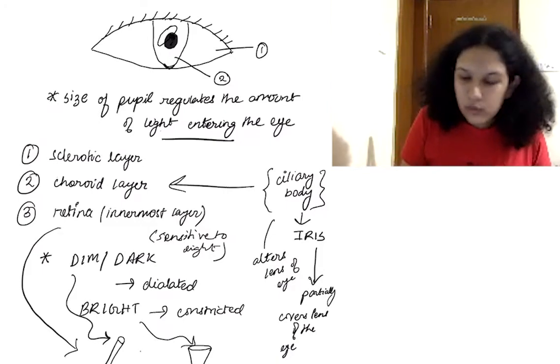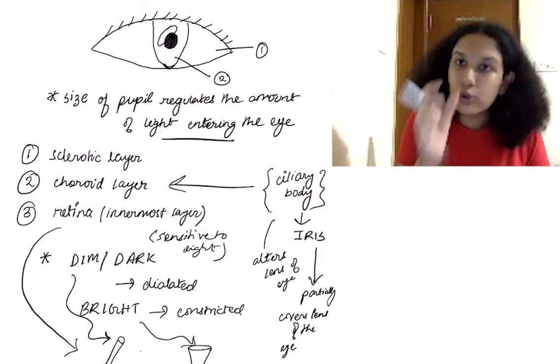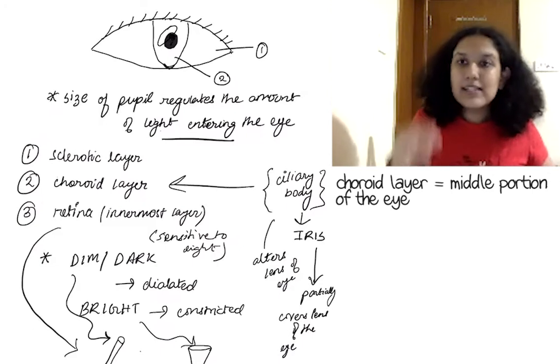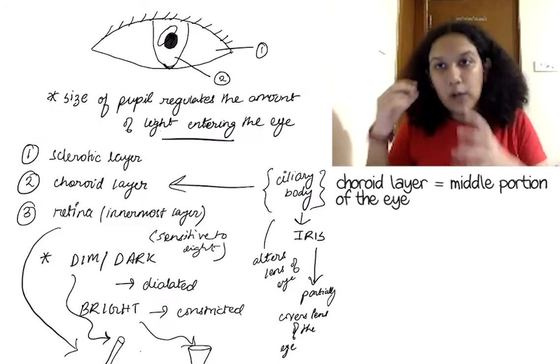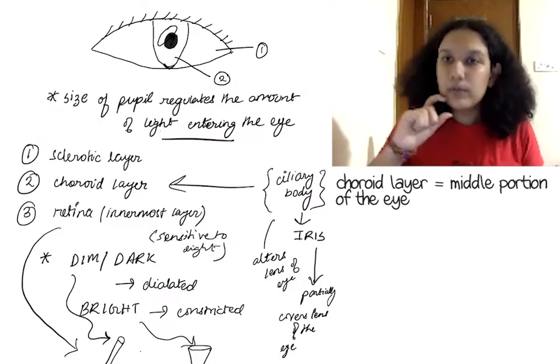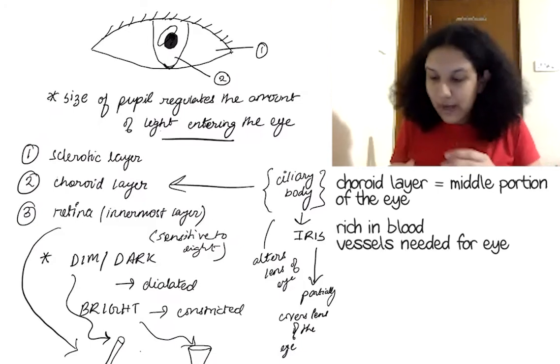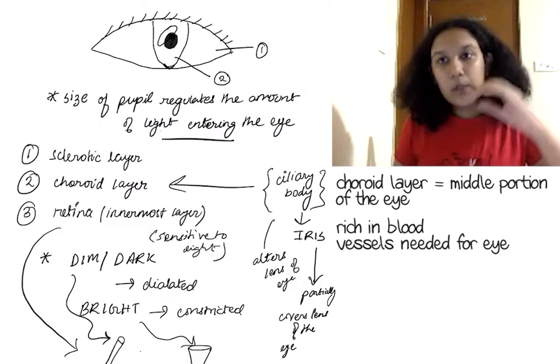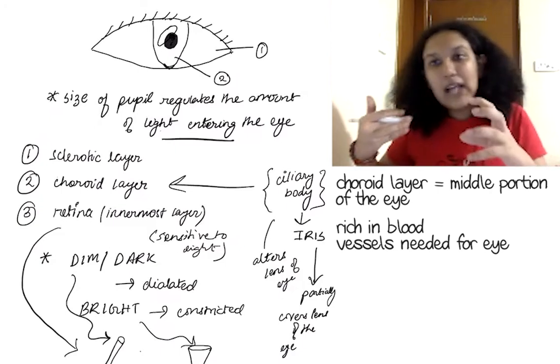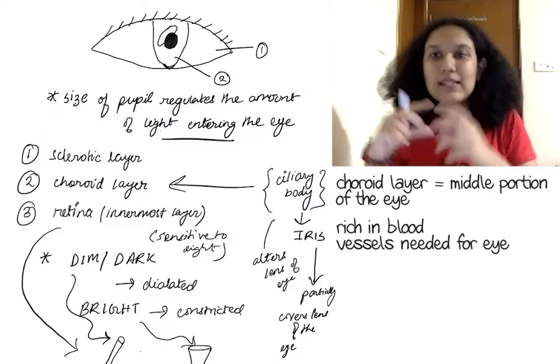Then we come to the middle layer, which is the choroid layer. The choroid layer is richly supplied with blood vessels in order to provide that nourishment that's needed for your eye. And in fact, it is at the juncture between the choroid layer and the iris of the eye that we find the ciliary body.